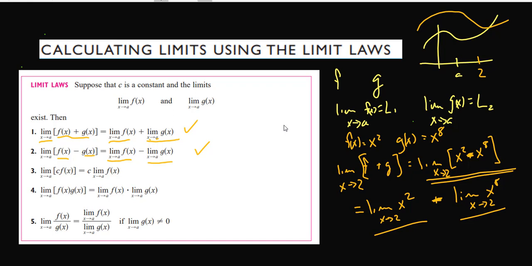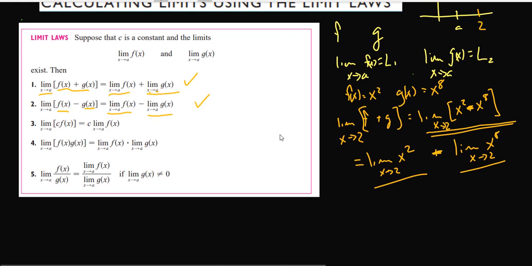Okay, the third rule says that if you have something like this, suppose you want to know the limit of 5x squared as x goes to 3, for example. Suppose you want to know that. So this rule number 3 says that if you have a constant times a function, well, we do have a constant times a function here. So the constant in this case is 5. We call it in general c up here.